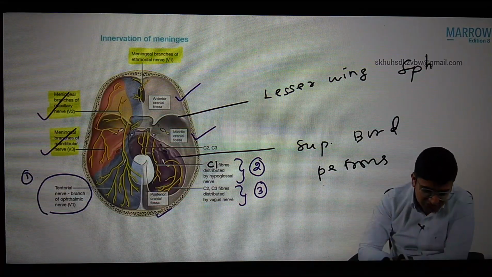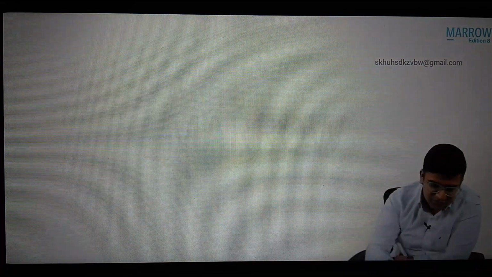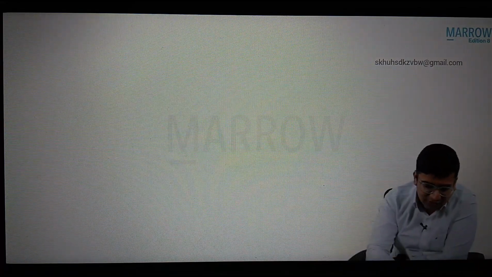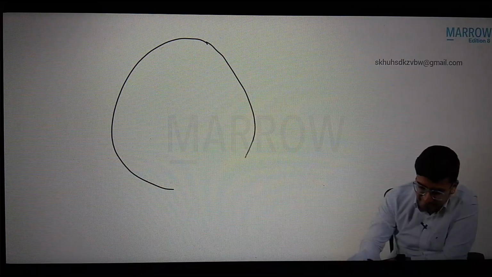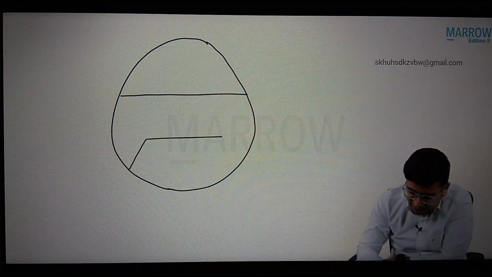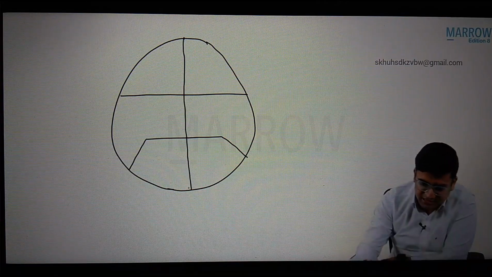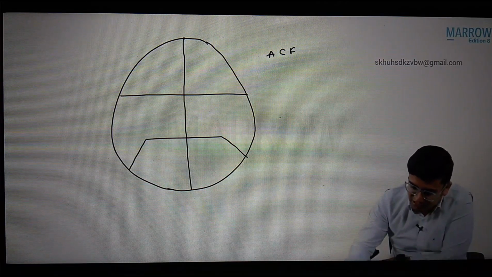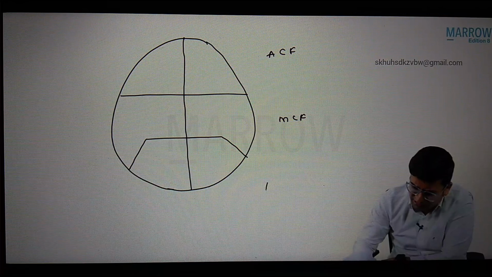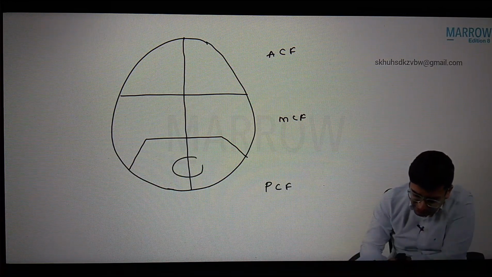Next, we're going to see the arterial supply of dura. Again, we're going to draw the line diagram. So, arterial supply of dura. Again, this is the anterior cranial fossa, this is the middle cranial fossa, and this is the posterior cranial fossa. Right. The posterior cranial fossa has the foramen magnum.